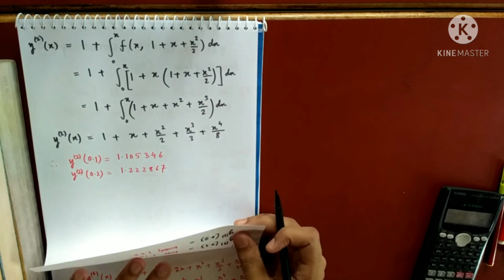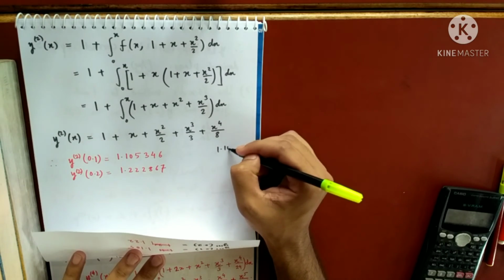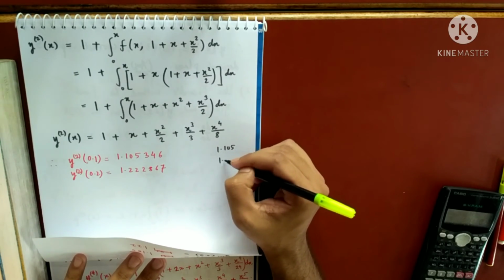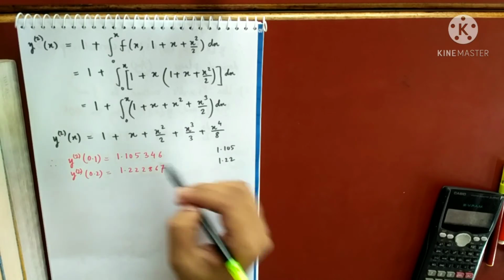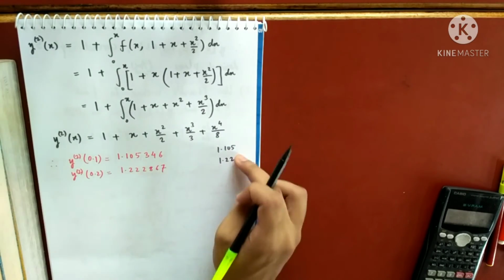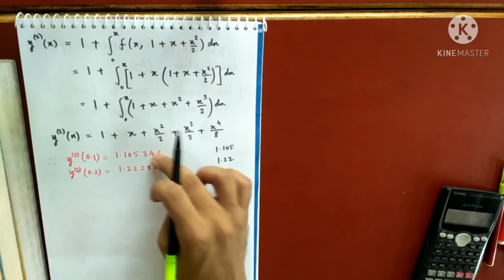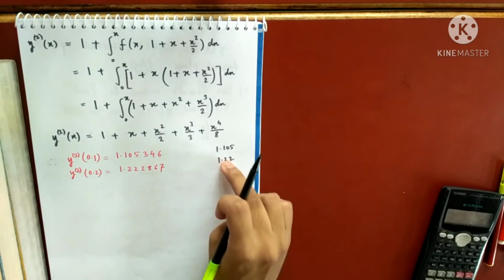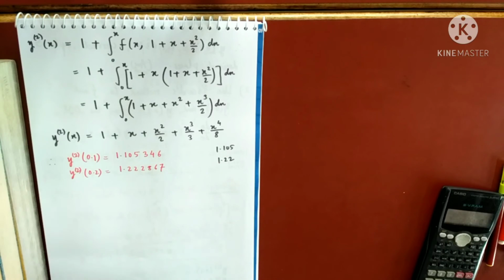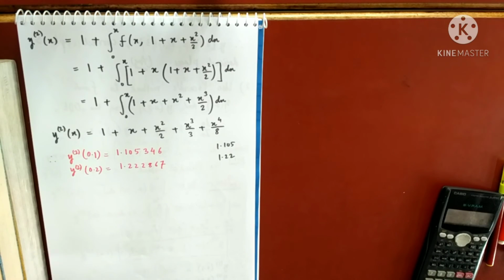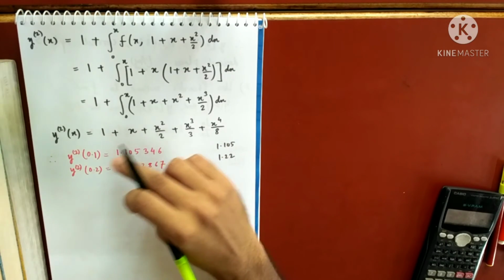1.222867. So let's see the previous values. The previous values of this were 1.105 and 1.22. Definitely this is not the same as this. This is only the same correct up to 3 decimal places, as you can see. These two are the same correct up to 3 decimal places, and these two are the same correct up to 2 decimal places.